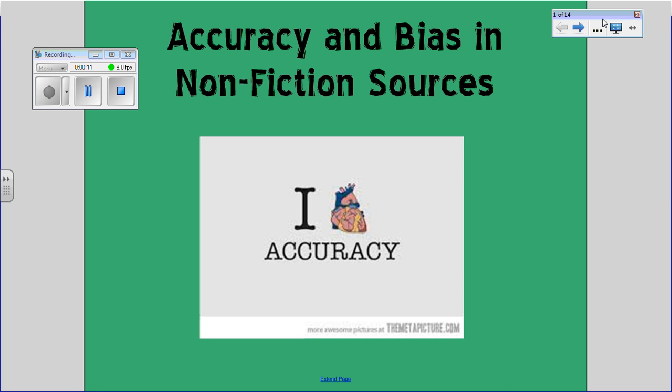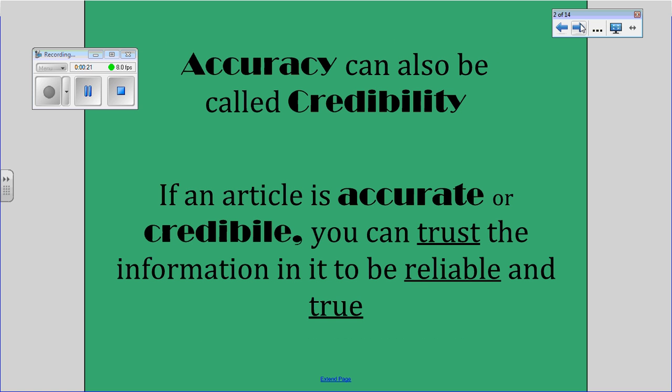Today we're going to be talking about what it means for a nonfiction source to be accurate and how to determine if an author has a particular bias in an article. So let's start with accuracy.